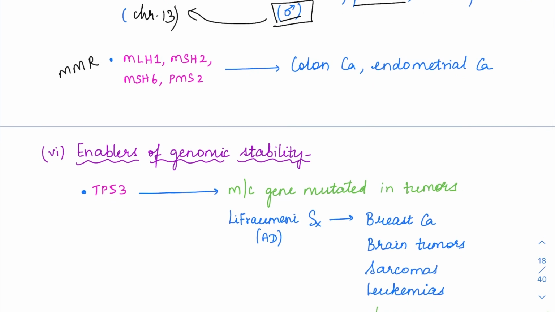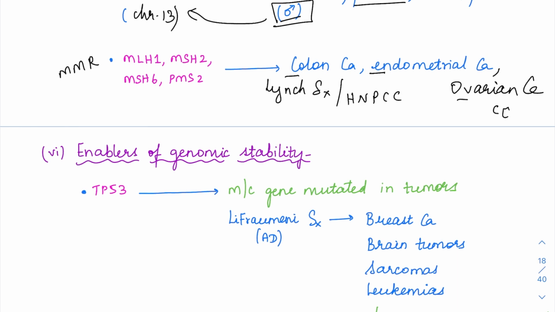These are going to be mutated or deleted, resulting in a syndrome called Lynch syndrome. Lynch syndrome is also called HNPCC, which is hereditary non-polyposis colon cancer. Non-polyposis means these tumors are not going to have polyp risk, but directly they are going to form colon cancer. Apart from colon cancer, Lynch syndrome is also prone to endometrial cancers and also ovarian cancers. Okay, Lynch syndrome is for CEO: colon, endometrial, ovarian. MLH1, MSH2, MSH6, PMS1 and PMS2.